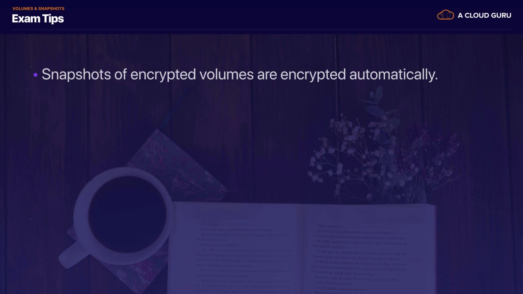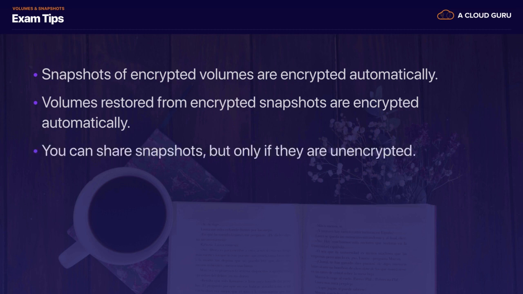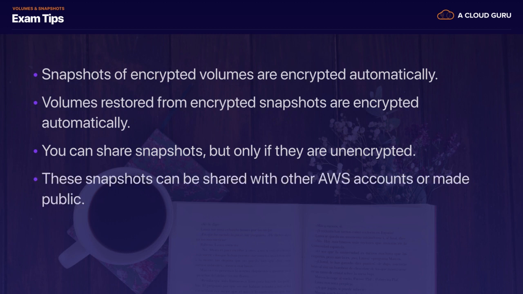So just remember that snapshots of encrypted volumes are encrypted automatically. So if you do take a snapshot of an encrypted volume, it's going to be encrypted automatically. Volumes restored from encrypted snapshots are encrypted automatically as well. You can share snapshots, but only if they are unencrypted. And these snapshots can also be shared with other AWS accounts or made public, but they have to be unencrypted.